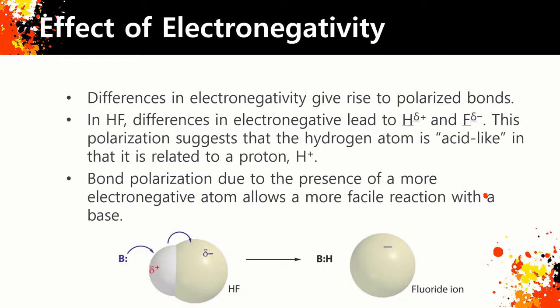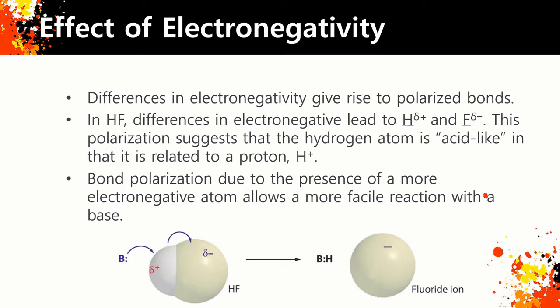All right, so now we're going to look at the effect of electronegativity. So the differences in electronegativity give rise to polarized bonds, right? Which we already have an appreciation for. So in hydrogen fluoride, the differences in electronegativity lead to delta positive H and delta negative F, right? So that means slightly positive and slightly negative. So this polarization suggests that the hydrogen atom is acid-like, right? So once there is a deficiency in electrons, it is acid-like, in that it's related to a proton.